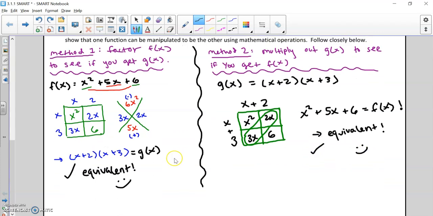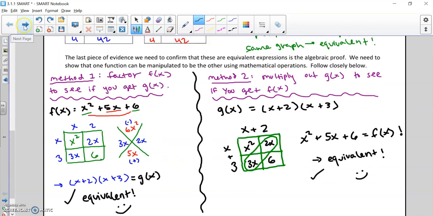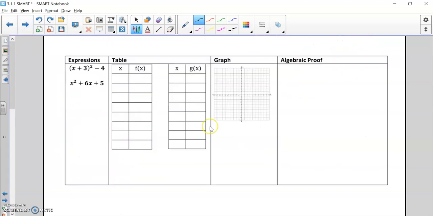Okay, so those are the ways you can do it algebraically. We have one more example here. And this time, I would really hope that you would recognize the formats here. I have another expression in standard form, and I have one in graphing form. I hope you remember that that's graphing form.